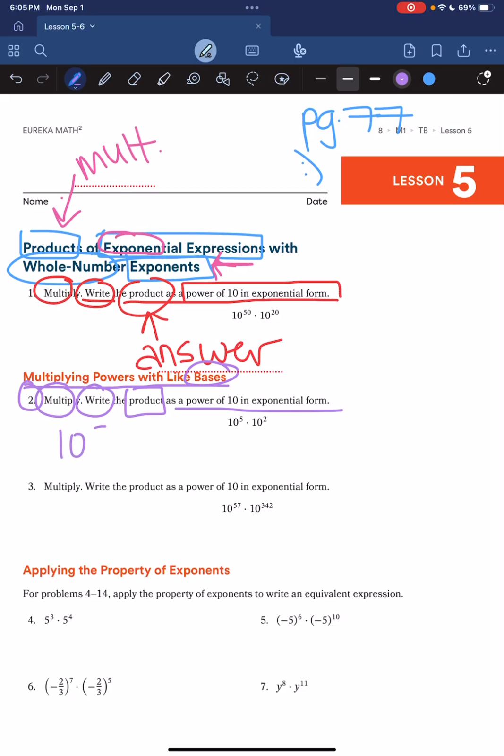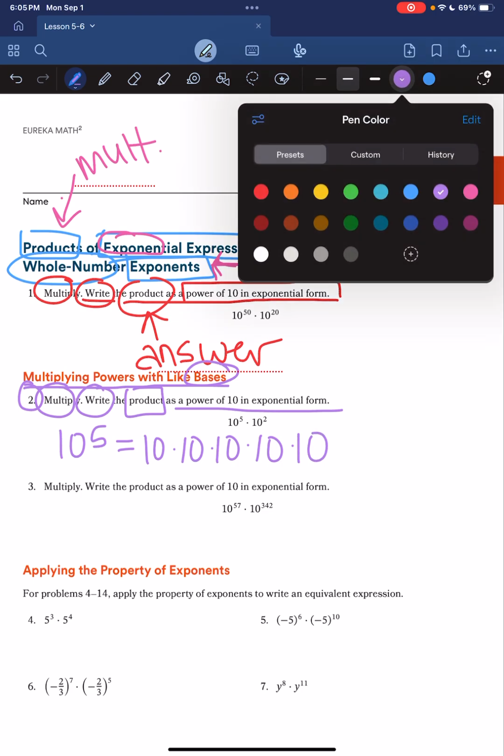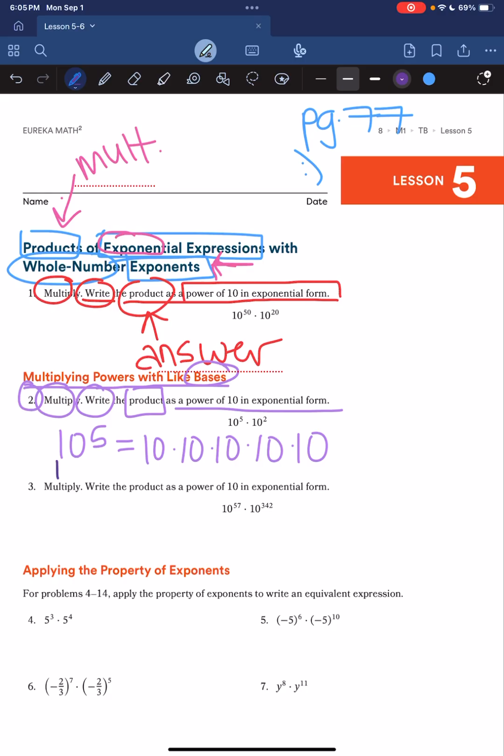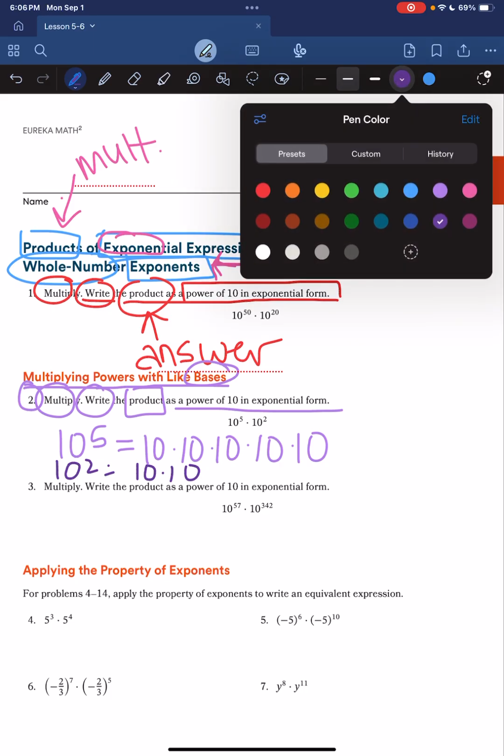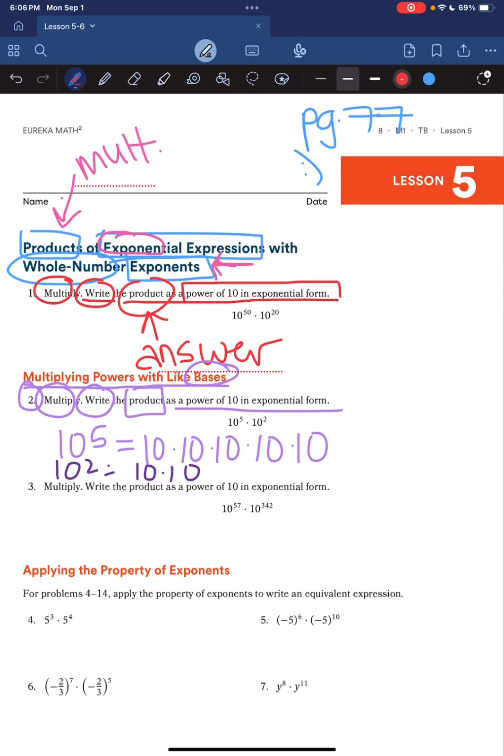So 10 to the 5th would be 10 times 10 times 10 times 10 times 10. And then if we write 10 to the 2nd, I'm going to try to fit this right under here. That would be 10 times 10. So we have quite a bit going on, but if you take a look, how many 10s do we have in all? We have 1, 2, 3, 4, 5, 6, 7. So we can write this as 10 to the power of 7. We simply added all of those 10s together that were listed.